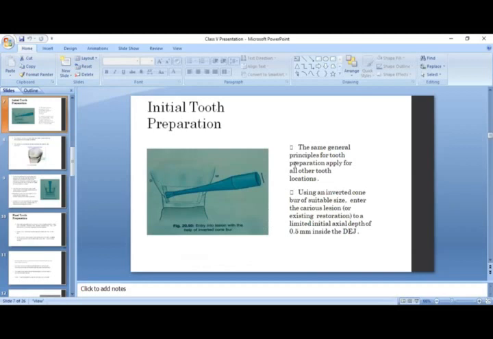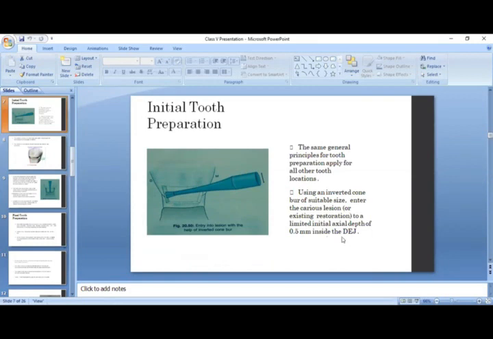Okay. Now, how are you going to start the preparation? This principle is basically the same for all restorations or any carious region present at any location. There is an inverted cone burr. An inverted cone burr is very suitable for this type of application. Using an inverted cone burr of suitable size, enter the carious region or the existing restoration to a limited initial axial depth of 0.5 millimeter into the dentino enamel junction.